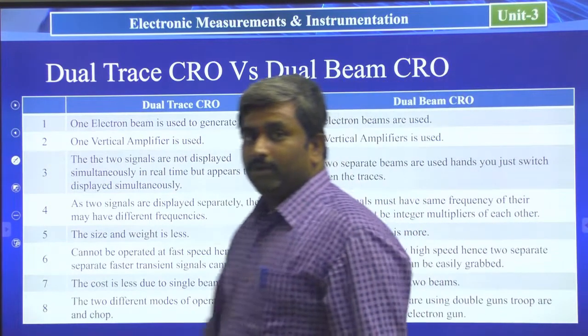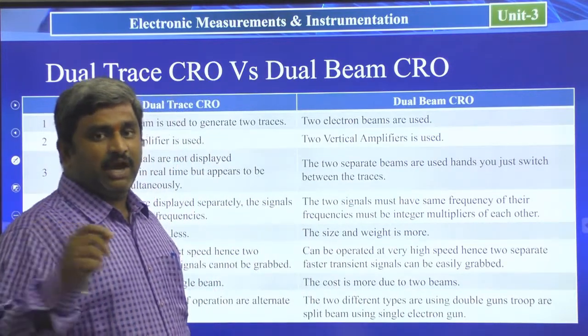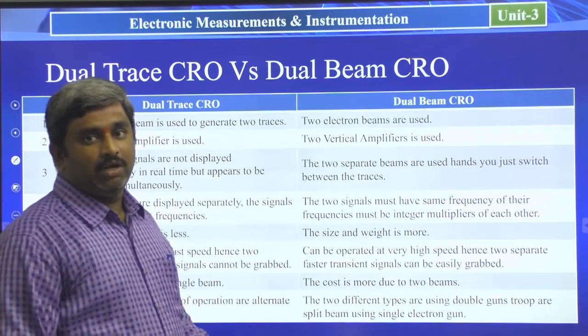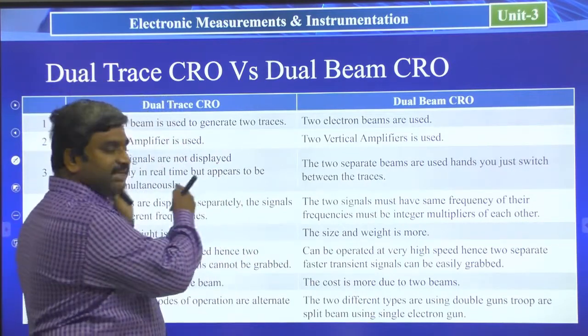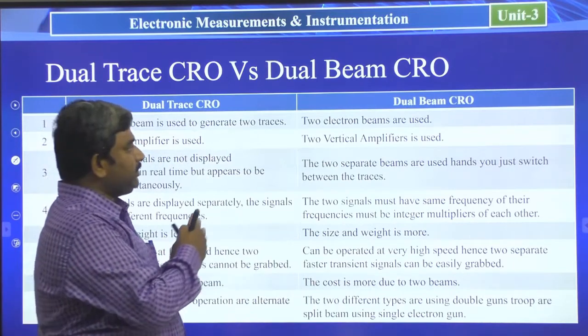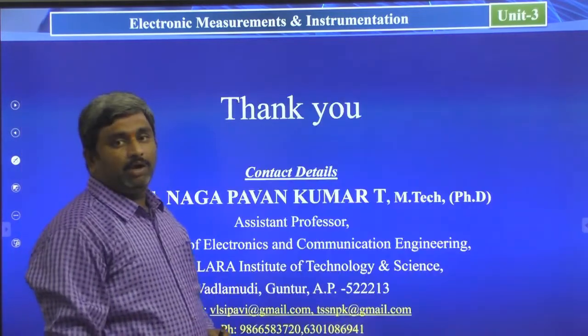Okay, so these are the major differences. Take the video, pause, and note down the differences. So these are the differences between dual trace CRO and dual beam CRO: the left side part is dual trace CRO and the right side part is dual beam CRO. Okay, thank you.